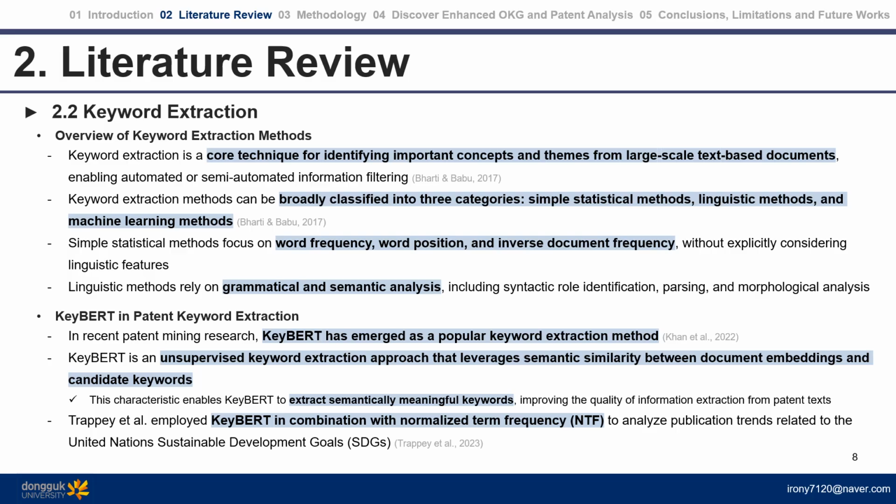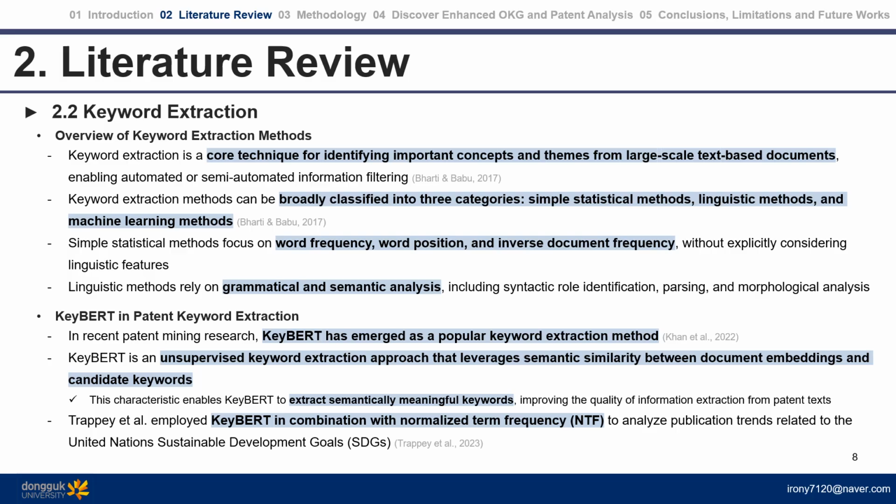Keyword extraction is a core technique for identifying important concepts and themes from large-scale text-based documents. Keyword extraction methods can be broadly classified into three categories: simple statistical methods, linguistic methods, and machine learning methods. Simple statistical methods focus on word frequency, word positions, and inverse document frequency. Linguistic methods rely on grammatical and semantic analysis.